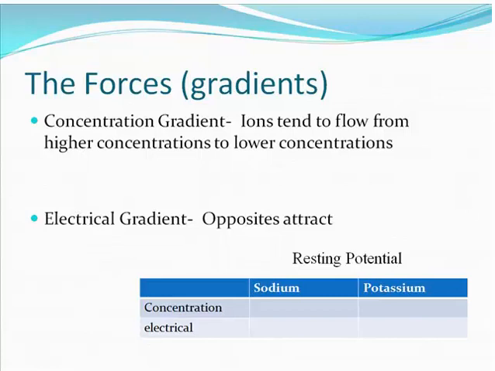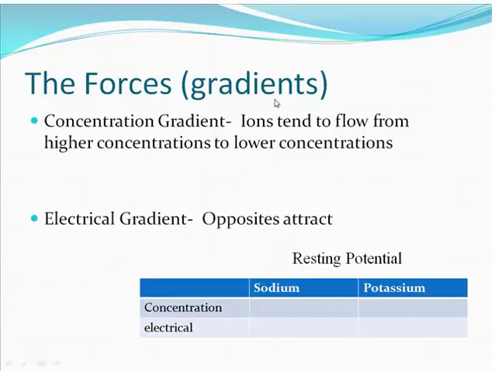It's polarized, it's negative 70 charge. The reason why it's negative 70 charge is because there are these large protein ions trapped on the inside. But now, how would we get it from resting potential to an action potential?